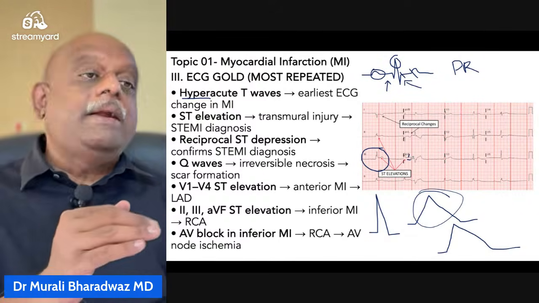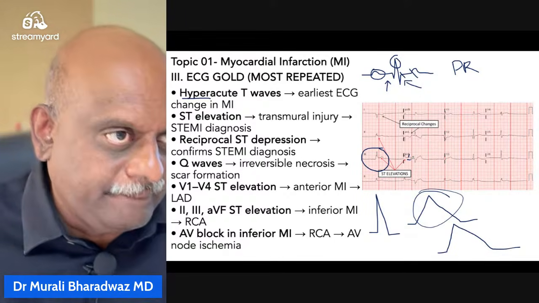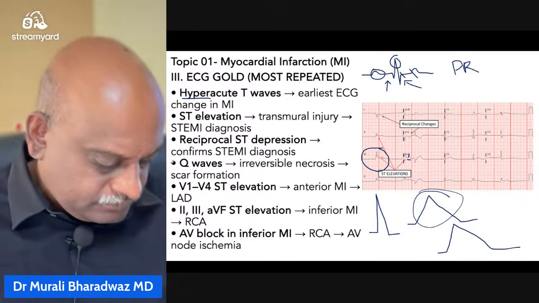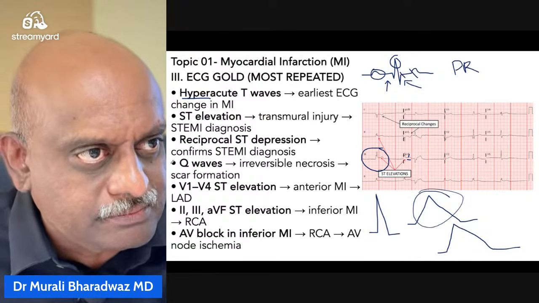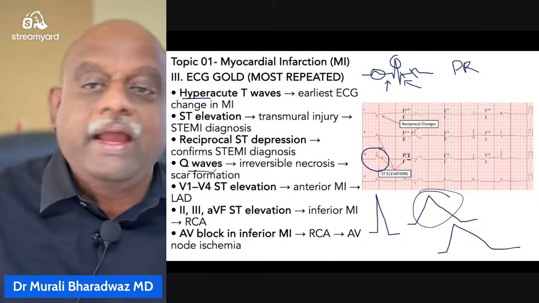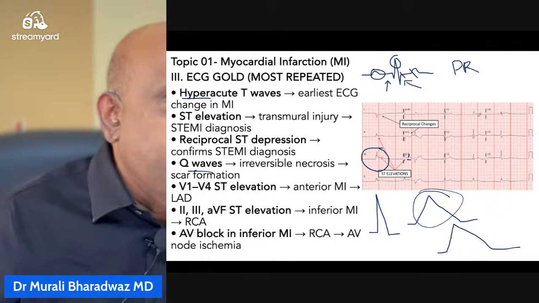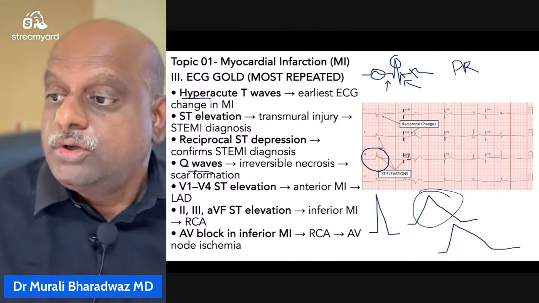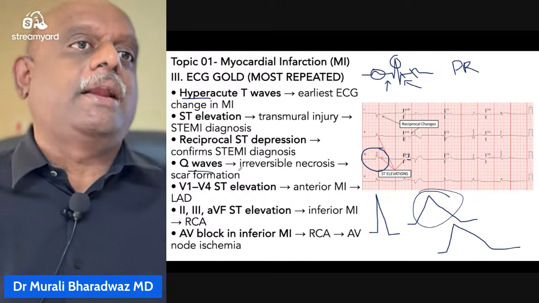ST segment elevation indicative of transmural injury is the next thing. Then over a period of time, the myocardium develops a scar because of infarction, and then the Q waves appear. What is the meaning of Q wave? Any negative wave before the positive R wave is called Q wave. Typically, Q waves are an indication of formation of a scar.